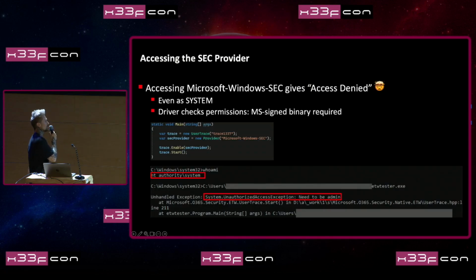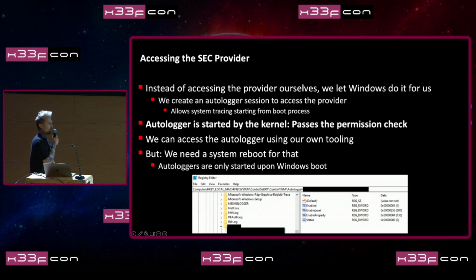Yeah, but we got another problem. We can't even access it. Even as SYSTEM, if you try to open it, it says you need to be admin. And we looked into it, and we saw that you need a Microsoft signed binary to be able to access this one. So yeah, we don't have one. We don't have any binary that's signed by Microsoft that's under our control.